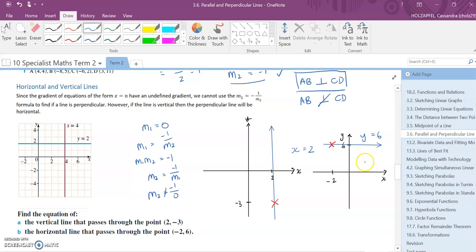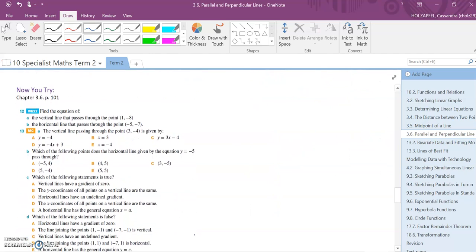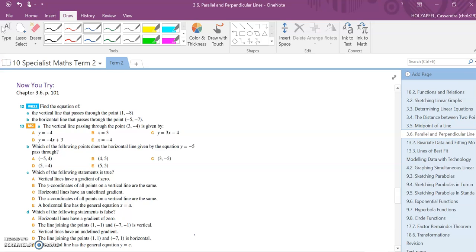So it's really simple. Effectively, all you're doing is looking at the coordinate. For the vertical line, it's going to be x is equal to something, and in this case, x is equal to 2. For the horizontal line, we know that horizontal lines are y is equal to something, and so for this one, we're going to say that y is equal to 6. Very, very simple. All right, so I want you to have a go now. I want you to find the equation of some vertical and some horizontal lines.